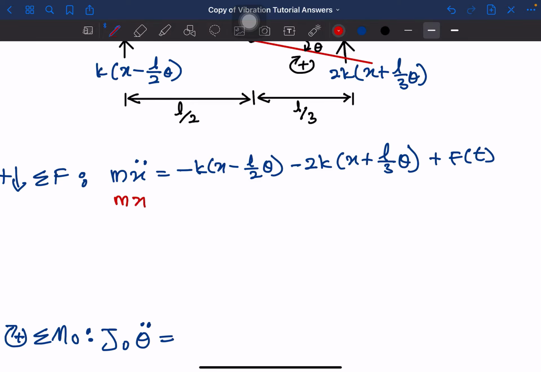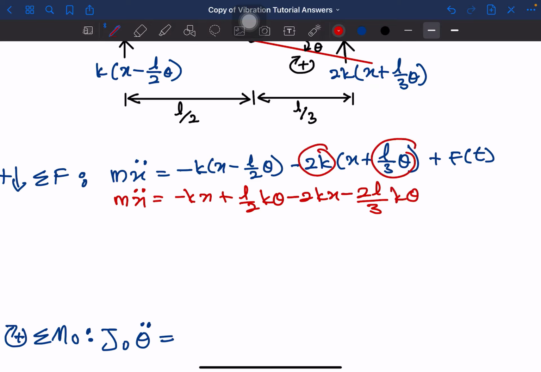Okay, expand what you can expand in the bracket. So you'll get negative kx, positive l over 2 kθ, minus 2kx, minus 2l over 3 kθ. Okay, this times this, and lastly plus Ft.